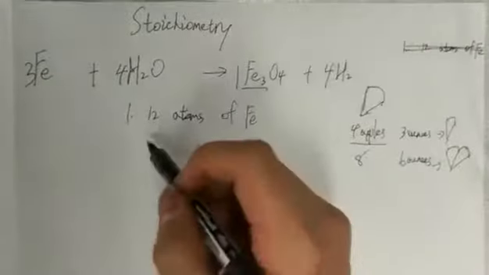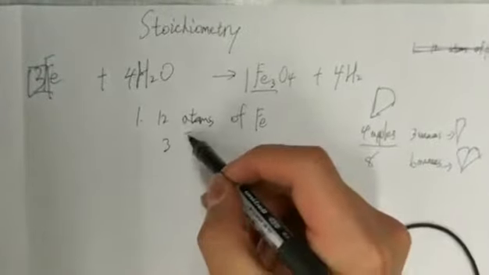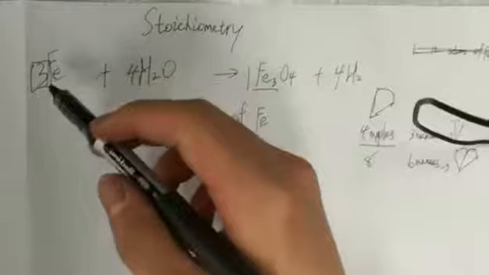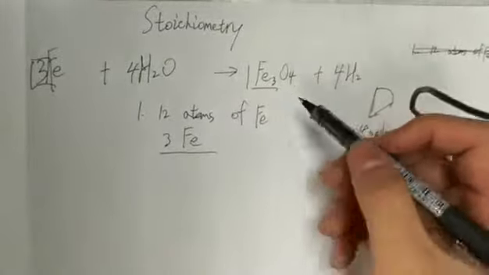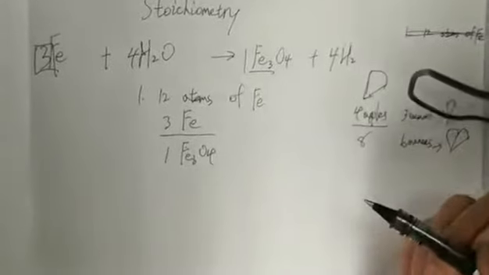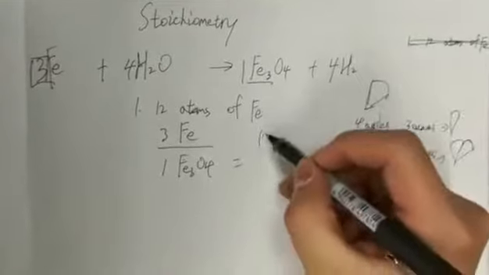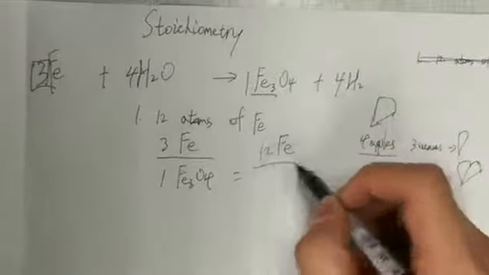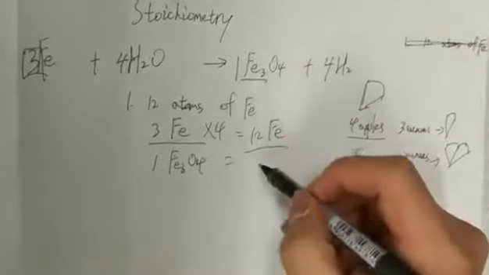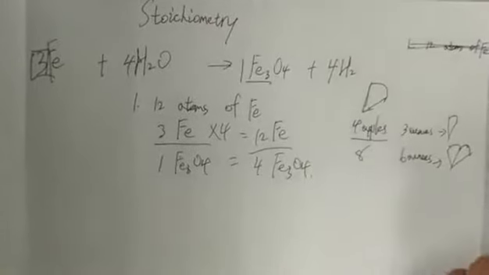So this is kind of intuitive, right? Because the coefficient for iron is 3, and for every 3 iron atoms, there's only 1 iron oxide molecule. That's exactly why when you have 12 iron atoms, you would expect 3 times 4 equals 12, right? So you times it by 4, and it's 4 iron oxide molecules. And that's exactly how you deal with stoichiometry.